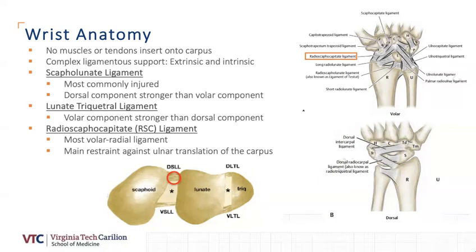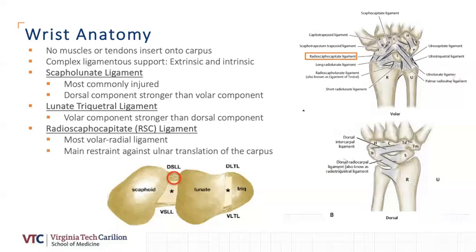And it's important to realize that that dorsal component is actually the stronger one compared to the volar component, which you can see at the bottom of the screen there. Another ligament is the lunate trapezial ligament or LT ligament. And in comparison, this one actually has the volar aspect of the ligament being the stronger component compared to the dorsal. So SL ligament, the dorsal component stronger versus LT, the volar is stronger.